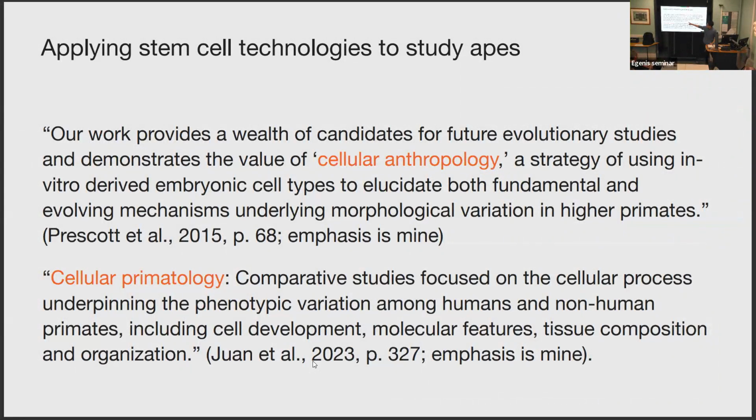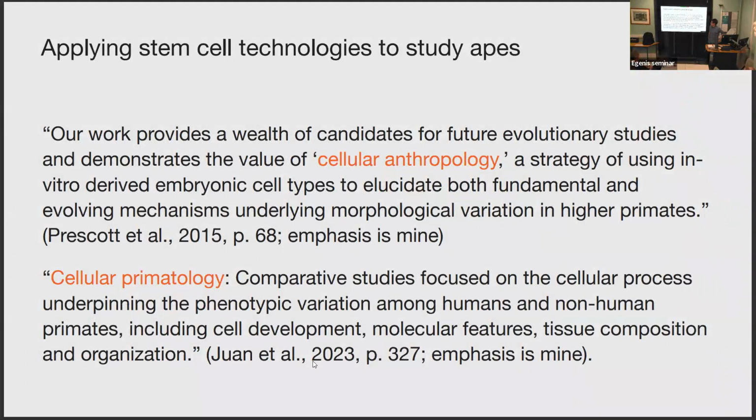So in this quote, the authors say, "Our work provides a wealth of candidates for future evolutionary studies and demonstrates the value of cellular anthropology, a strategy of using in vitro derived embryonic cell types to elucidate both fundamental and evolving mechanisms underlying morphological variation in higher primates." Or in this other article, the authors say, "Cellular primatology, which is comparative studies focused on the cellular process underpinning the phenotypic variation among humans and non-human primates, including cell development, or molecular features, tissue composition, and organization."